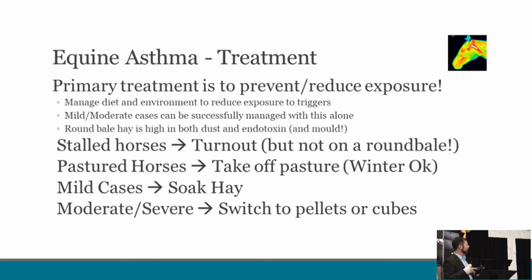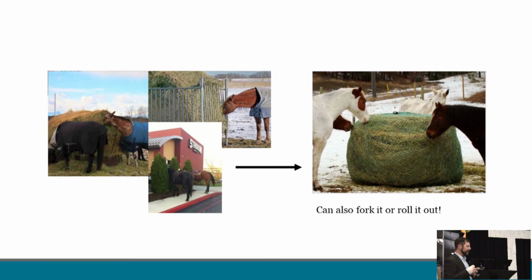So like I mentioned before, for horses that are stalled, the recommendation is to turn them out, but obviously don't turn them out on a round bale. For horses that have the pasture form of the disease, the recommendation is to take them off the pasture, and in winter, they should be okay to go back out there. In mild cases, you might get by just by soaking the hay to try to reduce some of the dust and the pollen and the triggers that are in there. But in more moderate or severe cases, you may actually have to consider switching your horse to pellets or cubes. So just a few examples here as well.